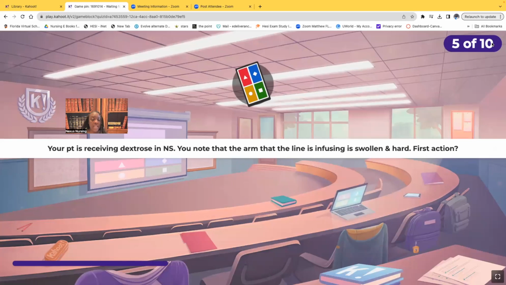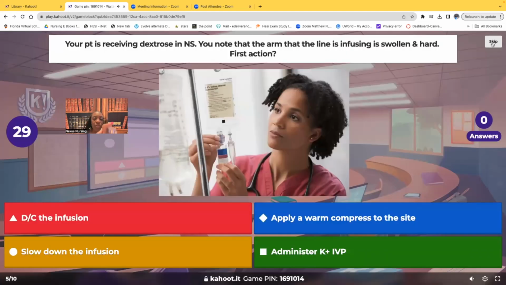Your patient's receiving dextrose and normal saline. You note that the arm that the line is in is swollen and hard. What's going to be your first action? So the patient's getting IV fluids, and the line that the IV is infusing in is swollen and hard. What are you going to do first? Are you going to DC the infusion? Are you going to apply a warm compress to the site? Are you going to slow down the infusion, or are you going to administer potassium IV push?